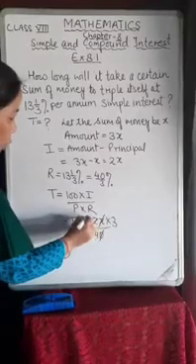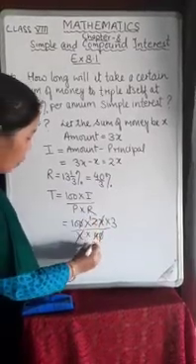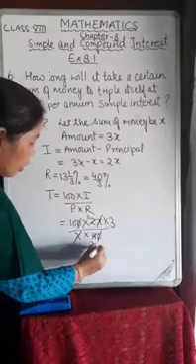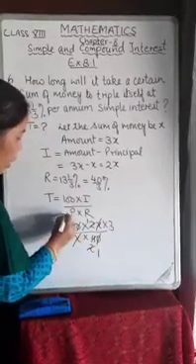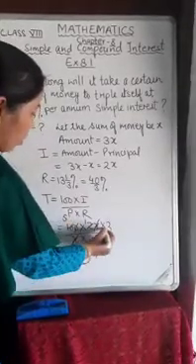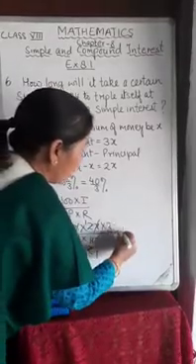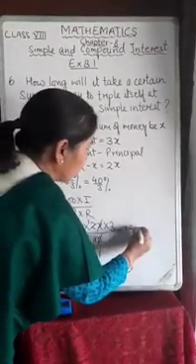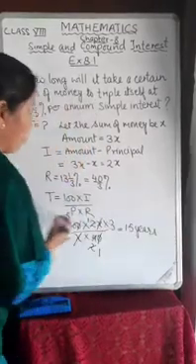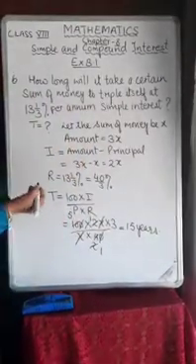1 0 will be cancelled by 1 0. We can divide this by 2. 2 1s are 2 and 2 2s are 4. And again this 2 1s are 2. 2 5s are 10. So what is coming? 5 multiplied by 3 is left. So 5 3s are 15 years. So the time is 15 years in this question.